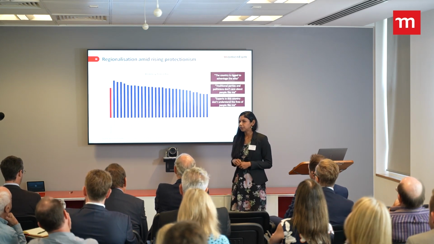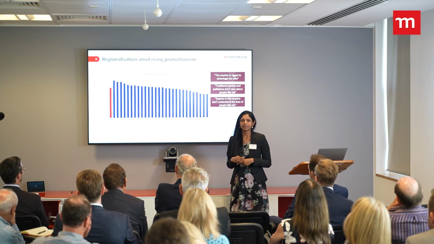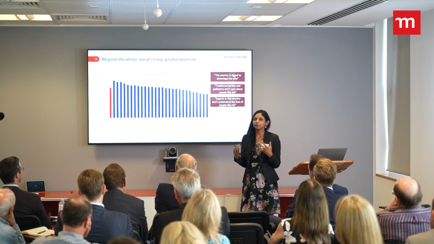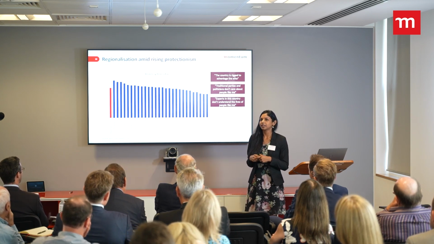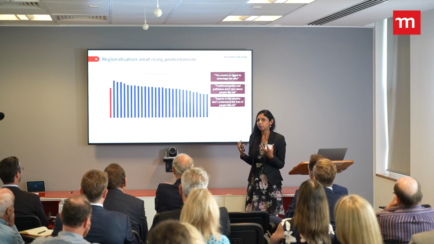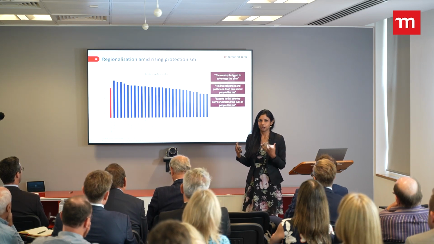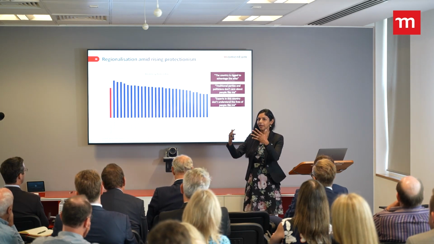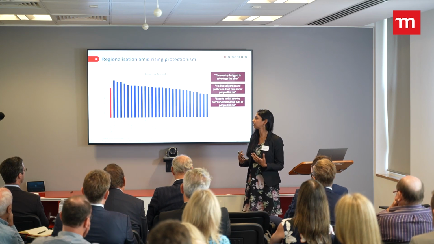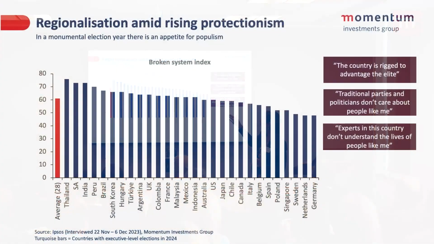There's also some good data from Ipsos, which conducted a poll in December last year. And what they were really trying to ascertain with this poll is, is there more of a push for populism in certain economies that feel that there is an us, an elite and the rest of us? And then they call that the broken system index. So the higher the score, there's more propensity for populist pressures to arise.